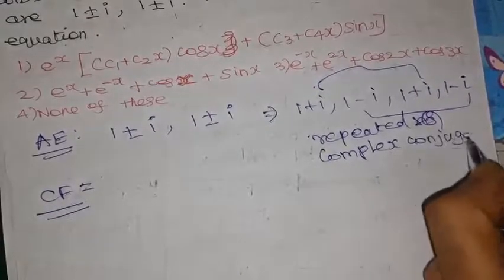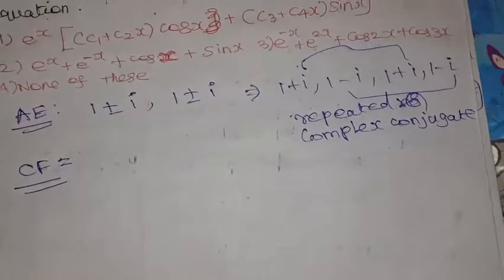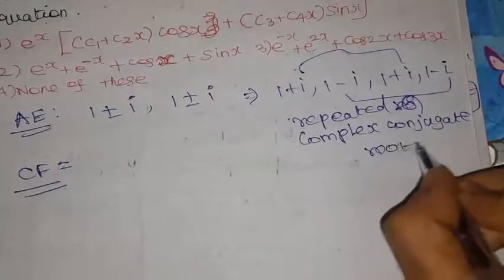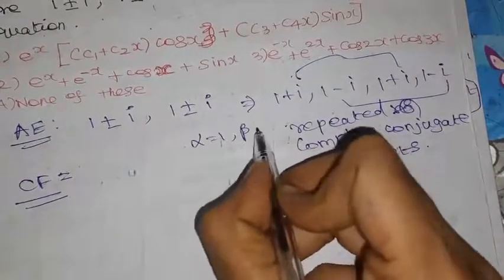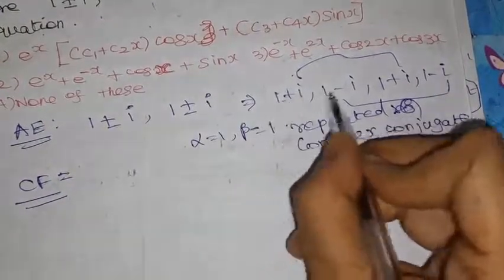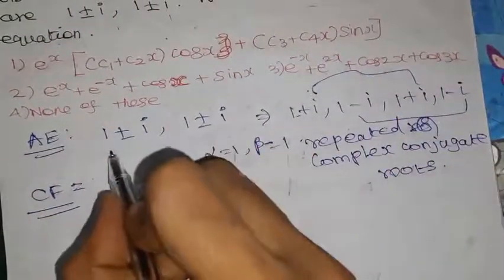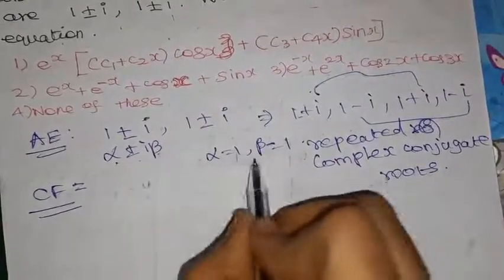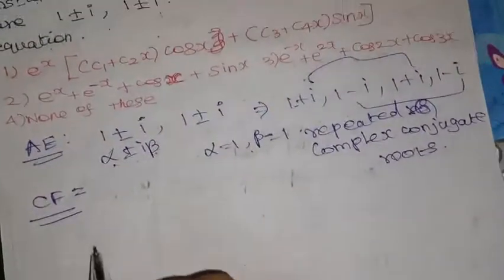So first we identify the root type, then only we can form the complementary function. Repeated and complex conjugate roots. So for that, alpha equals 1 and beta is also 1, for alpha plus or minus i beta. So alpha equal to 1 and beta equal to 1 as well. So for this, what is the complementary function?